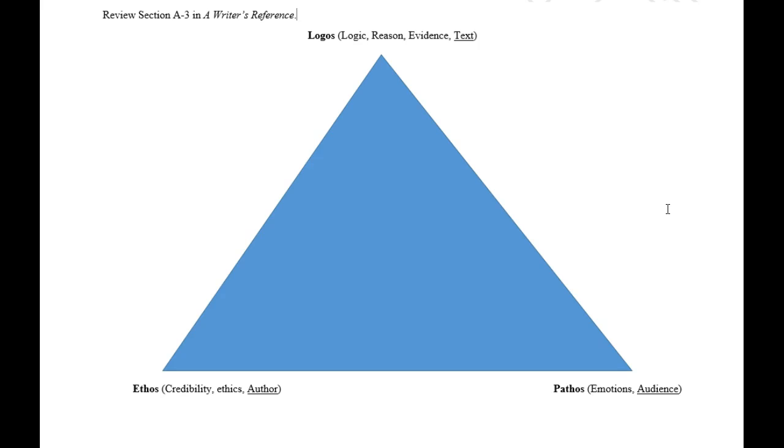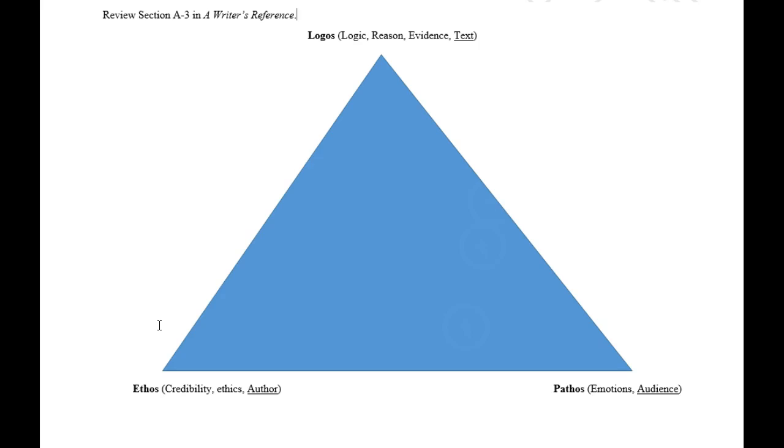And when we talk about the appeals, this goes back to Aristotle, and this little image on the screen is called the rhetorical triangle. The rhetorical triangle consists of logos, ethos, and pathos. So you see I have in parentheses for logos, we're talking about logic, reason, evidence. This deals with the actual text.